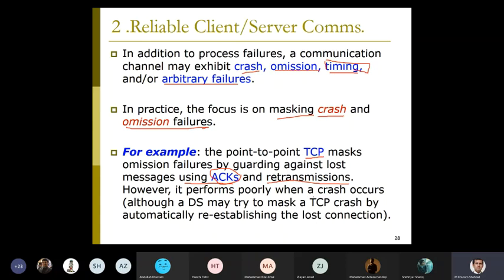However, it performs poorly when a crash occurs. Okay. For example, although a distributed system may try to mask a TCP crash by automatically re-establishing the connection. Okay.